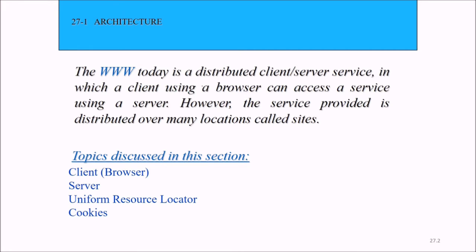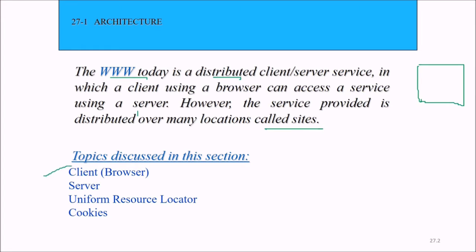WWW today is a distributed client-server service. World Wide Web is a service which is a distributed client-server service. In this, a client using a browser, and this browser can be your Internet Explorer, it can be your Opera, it can be your Firefox. So the client is a browser, and this can access a service using a server. But the service provided is distributed over many locations. We call them sites.